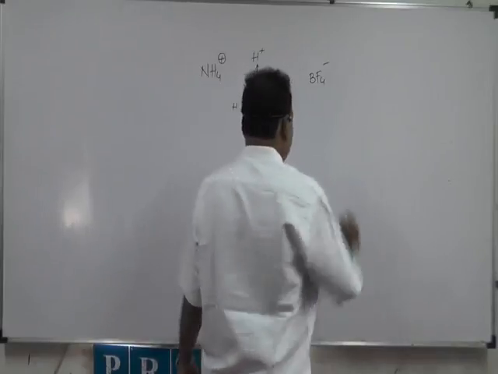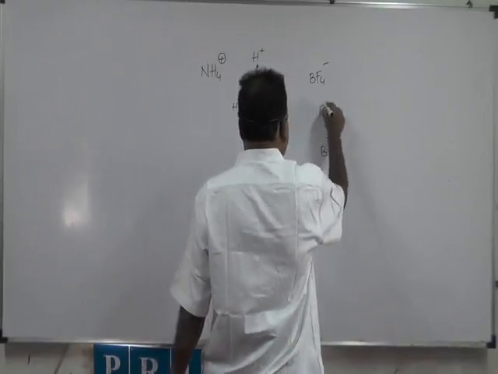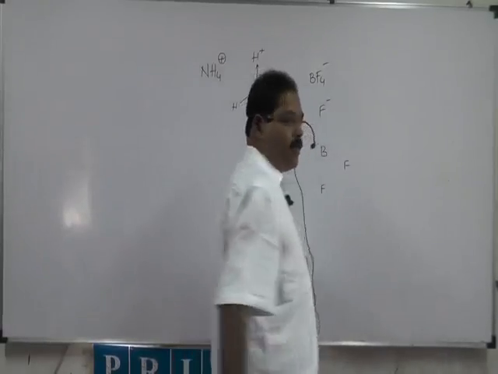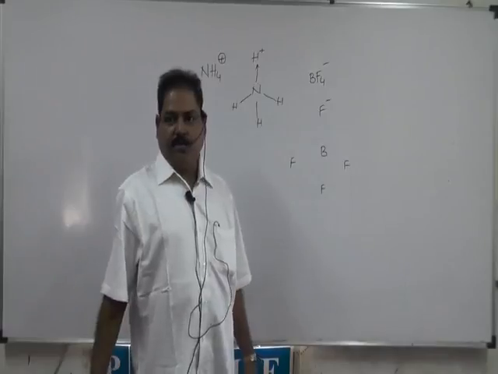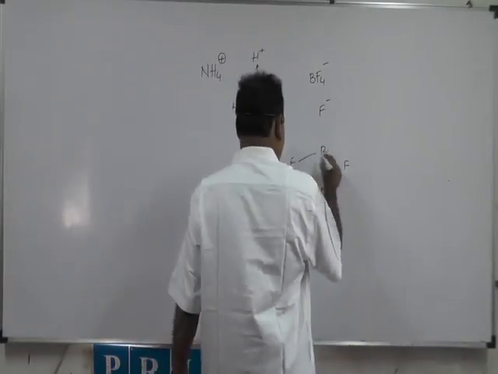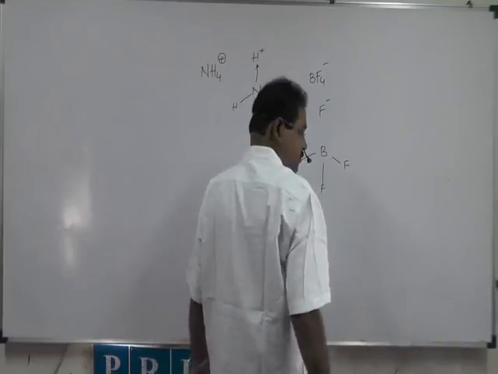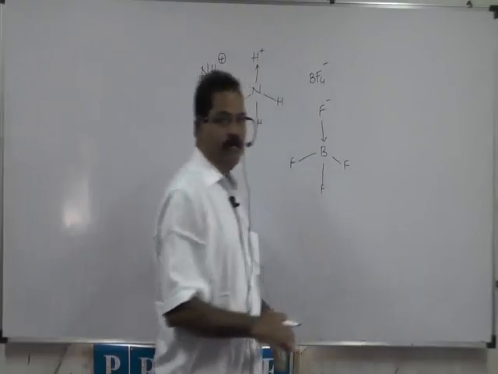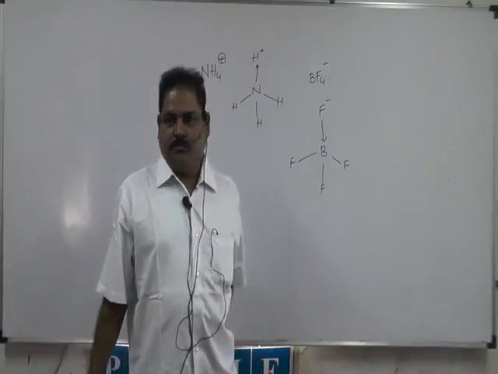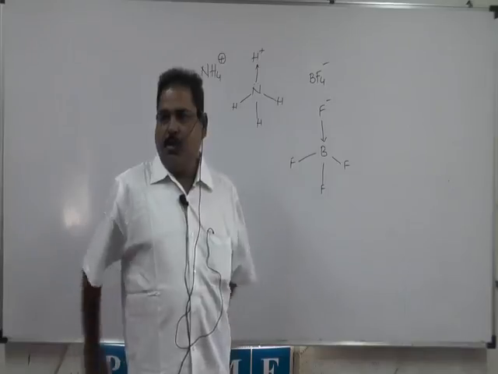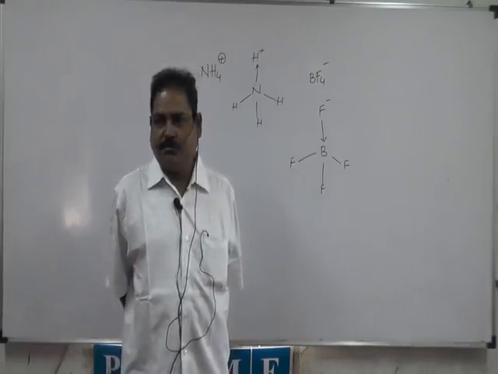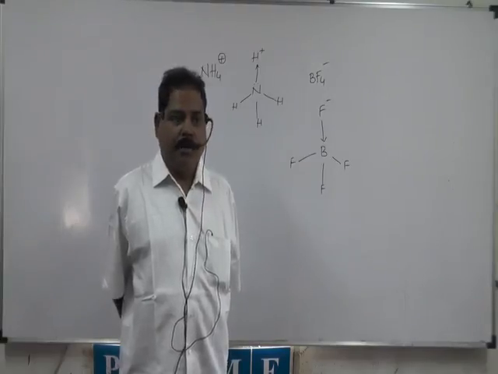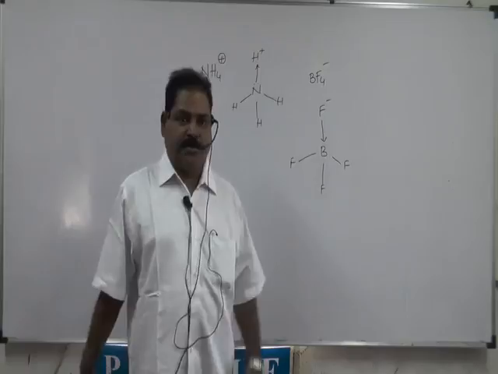BF4 minus. One boron, four fluorines. One of them is a minus. Fluorine forms just one bond. F minus donates. Don't ask me why is F minus donating and why is boron accepting. Why is boron accepting in any case? Incomplete octet. It is electron deficient, less than 8 electrons.